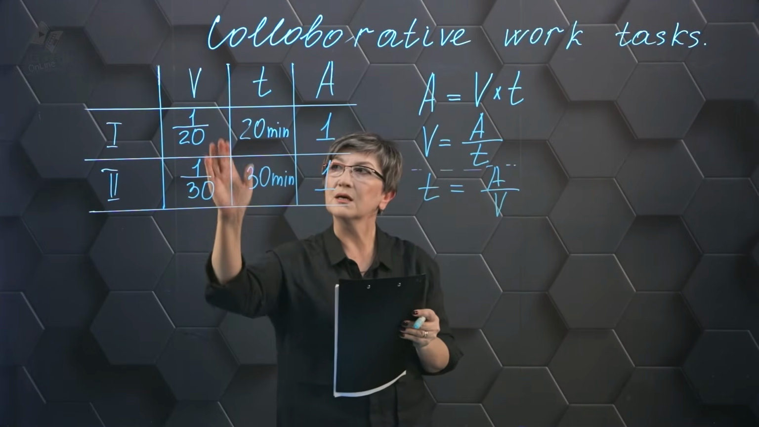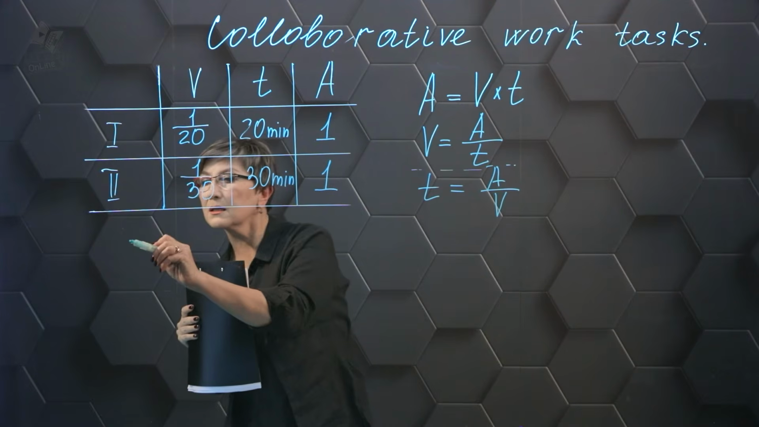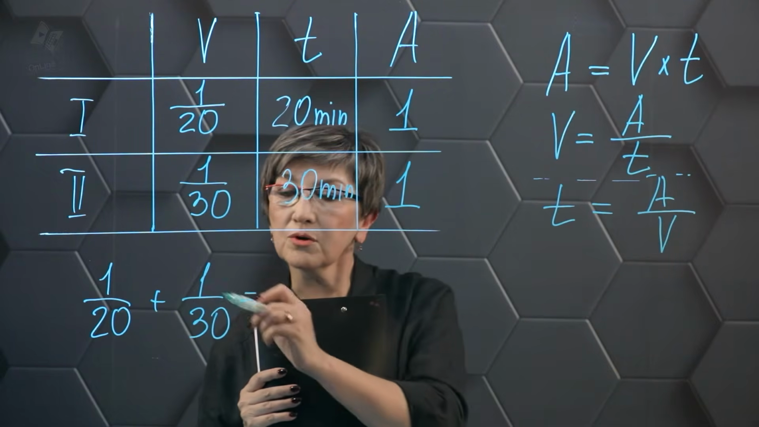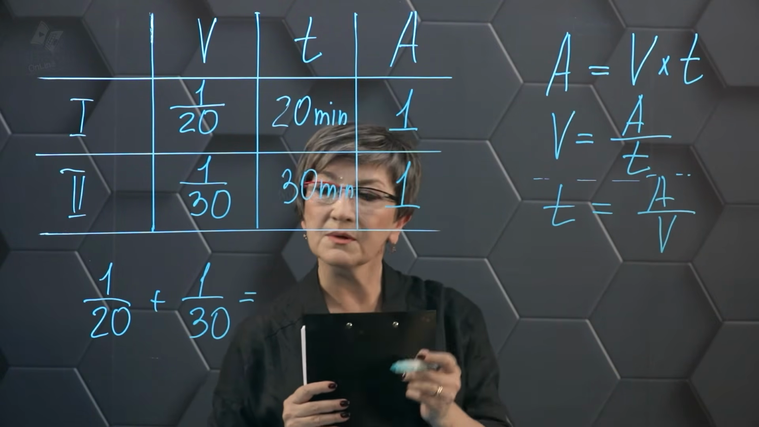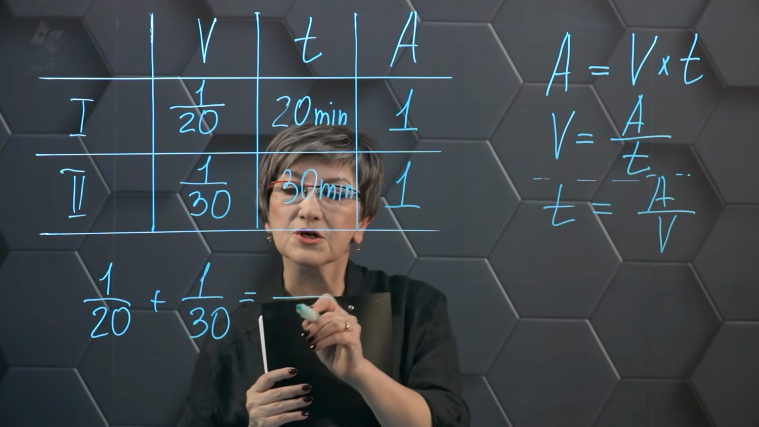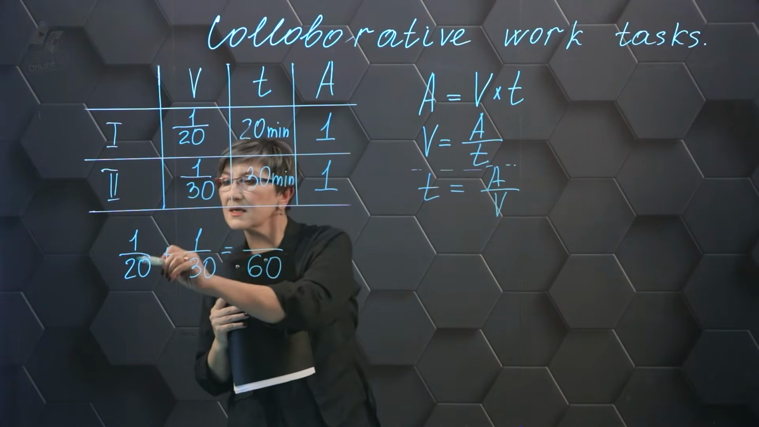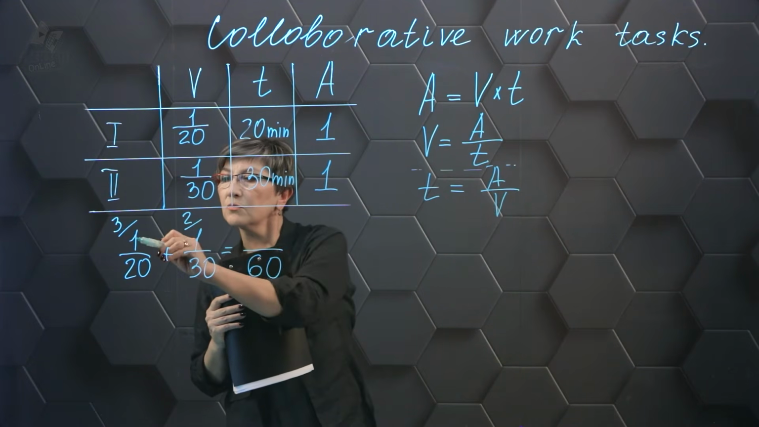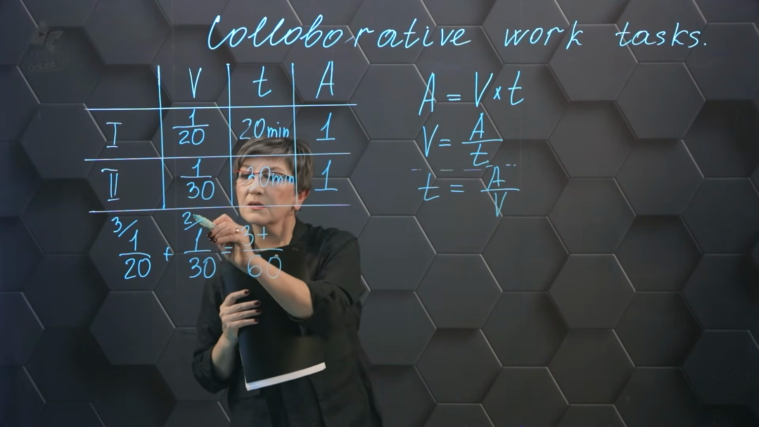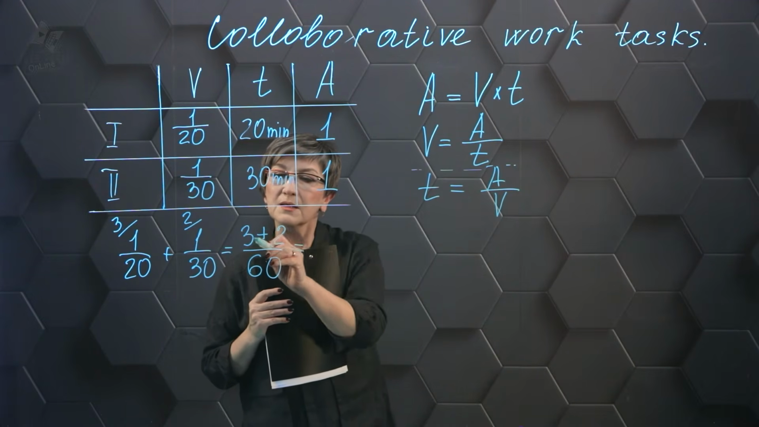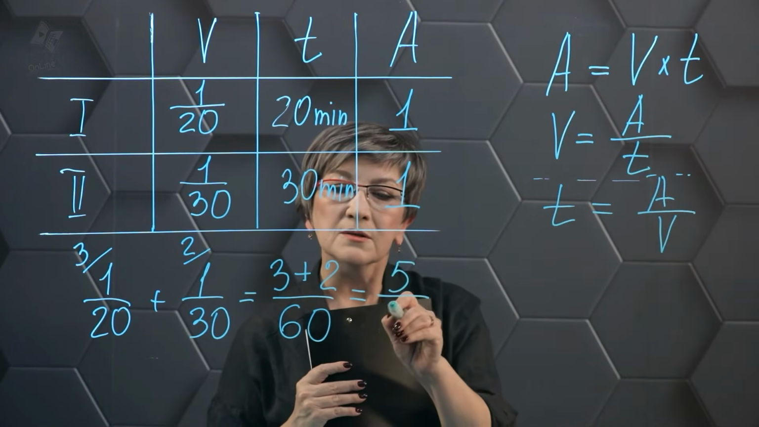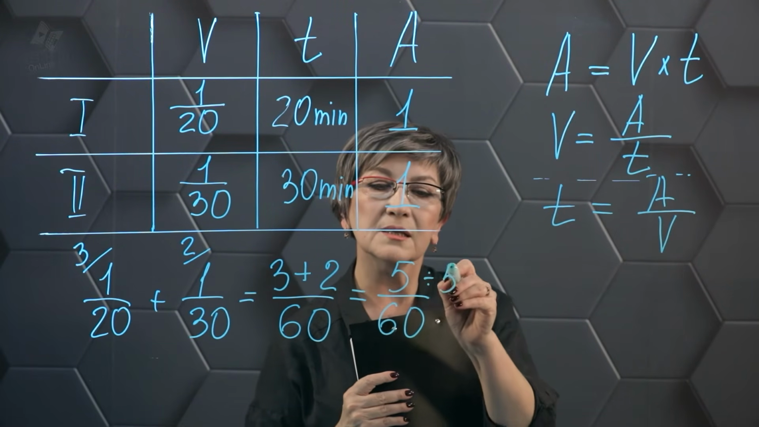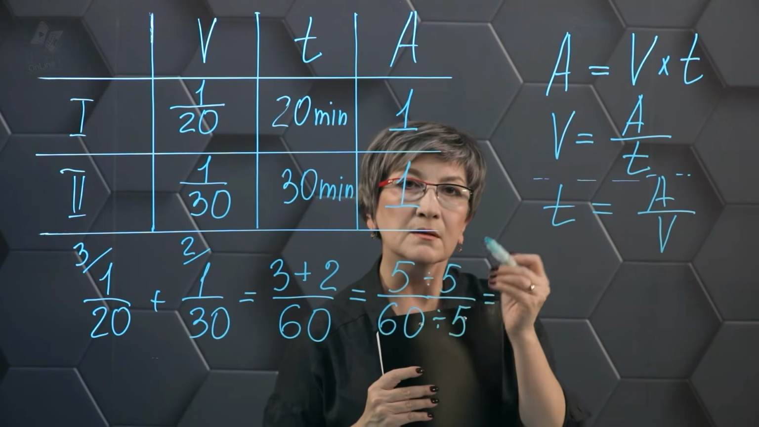If they work together, the productivity needs to be added. 1/20 plus 1/30. In order to add the two fractions, we need to find the lowest common denominator. The lowest common denominator is 60. 60 divided by 20 is 3. 60 divided by 30 is 2. 3 times 1 is 3, plus 2 times 1 is 2, equals 3 plus 2 is 5 over 60. Let's reduce the fraction. Divide the numerator and denominator by 5. We get 1/12.